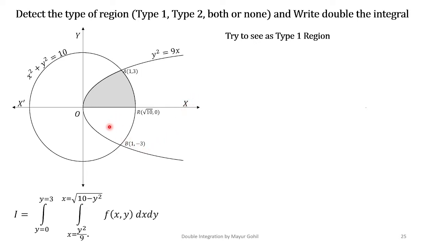For a type 1 region, I shall pass the line across the region and observe that the entry point over here is the green dot on the x-axis, and the exit point is the blue dot over here on the parabola y square equals 9x. Now, as I had told you, we need to imagine that this line is moving from left to right across the region. So when I pass this line further, I see that the entry point is on the x-axis, but the exit point is on the circle, right?